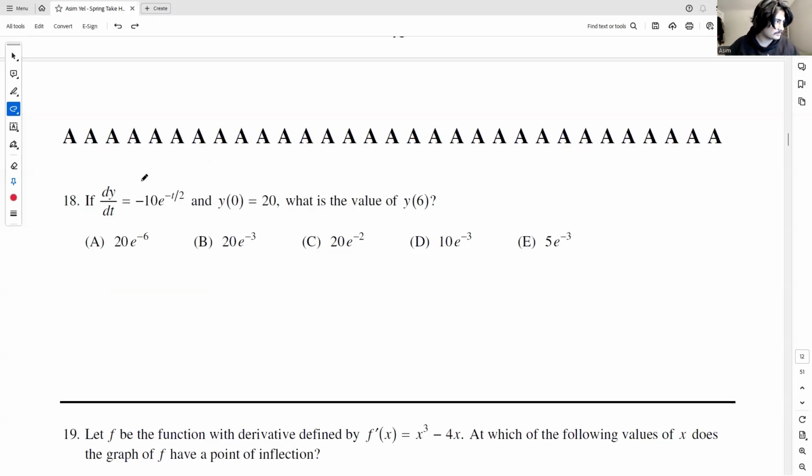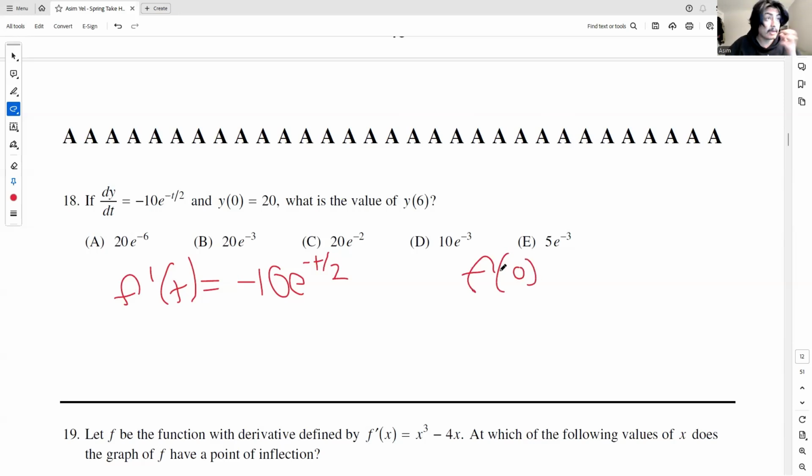Just calm down, guys. Over here, I got my f prime of t, which is negative 10 e to the negative t over 2. And I have the value of f of 0. Just catch my words, guys: I'm not taking the derivative over here. They're just giving me f of 0, which is 20. And now I want f of 6. How can I do that?